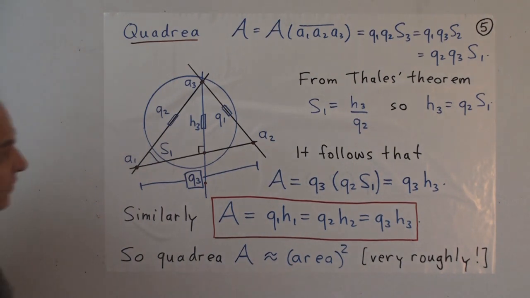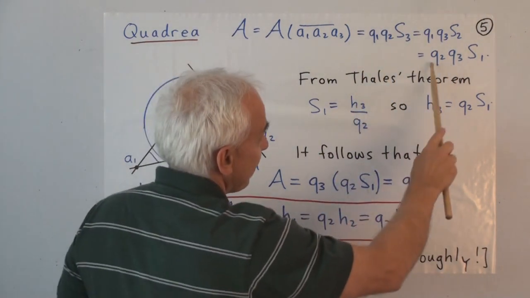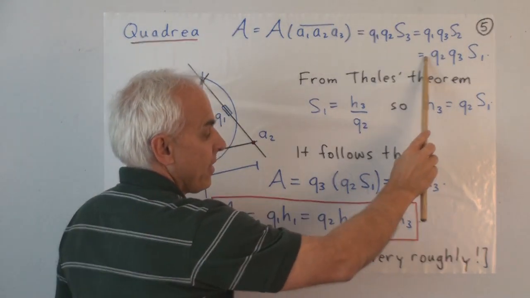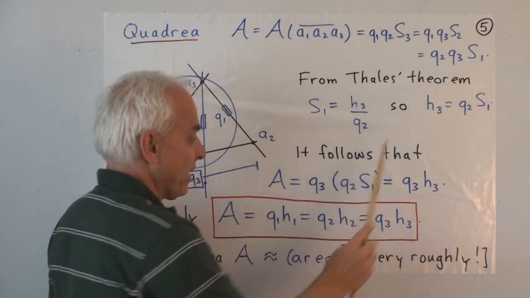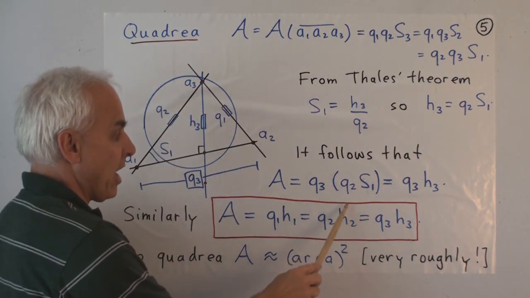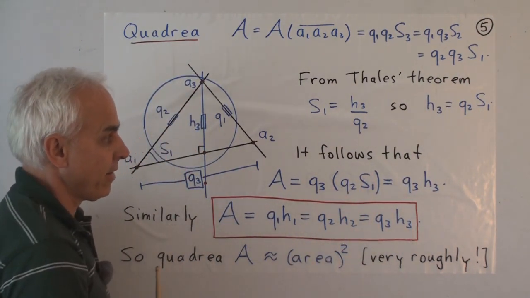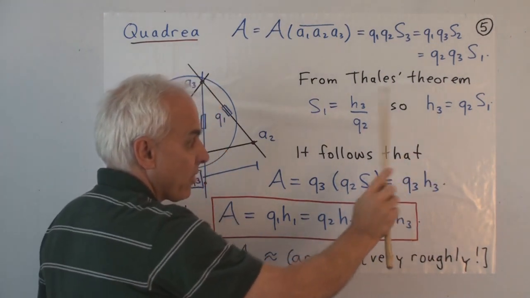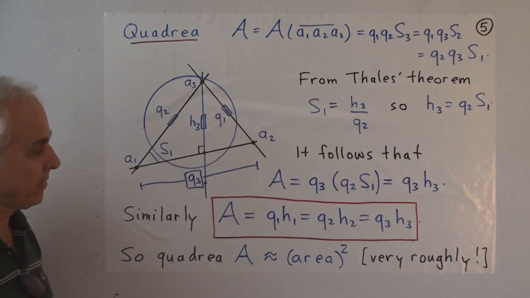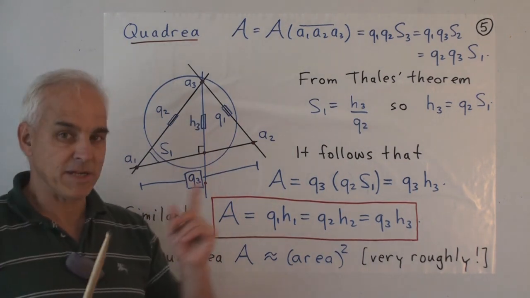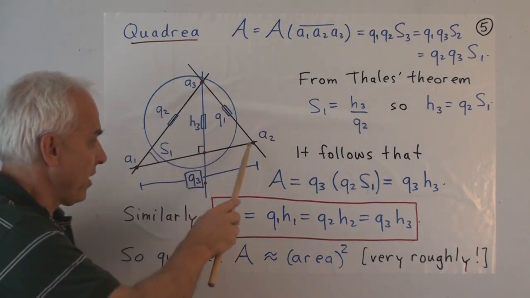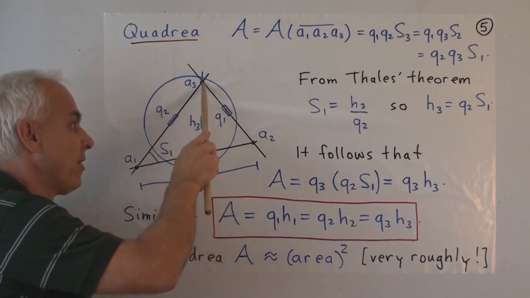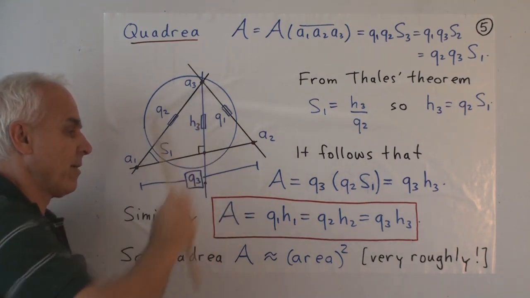Now, it follows that if we have a look back here at the equation for the quadrea, say this one right here, Q2, Q3, S1, let's rewrite it as Q3 times Q2, S1. Then this Q2, S1 combination is exactly what we're calling H3. So the quadrea can be rewritten as the product of the quadrance Q3 times the quadrance H3.